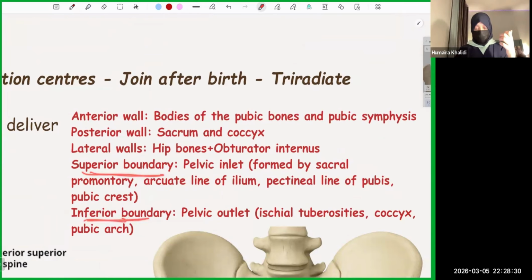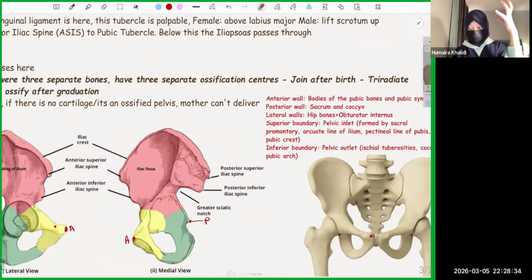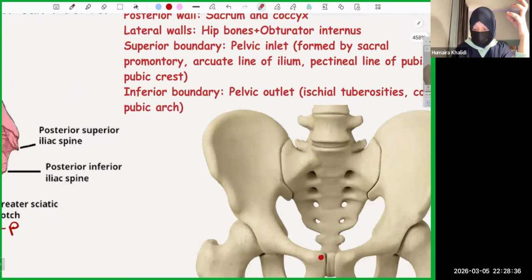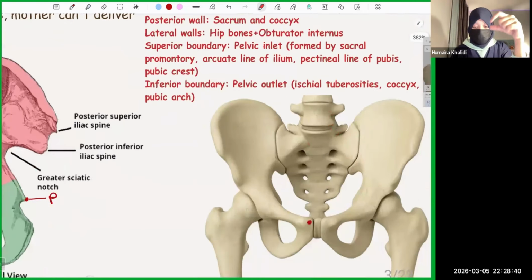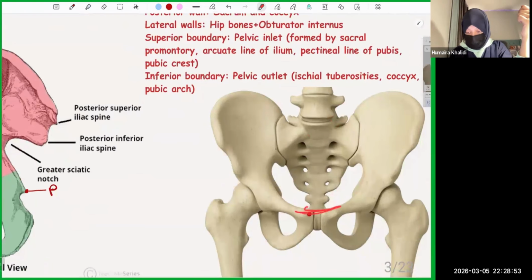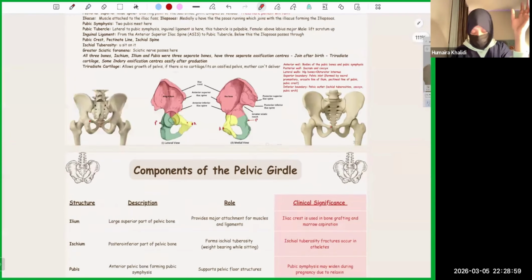The superior border of the pelvic inlet is formed by the sacral promontory. This is the sacral promontory, and it's formed by this, the arcuate line, the line of ilium, the pectineal line of pubis, the pubic crest, and the inferior border is formed by the pelvic outlet, as in the down part, and the ischial tuberosities. We'll get into more detail into it. Don't worry about it.